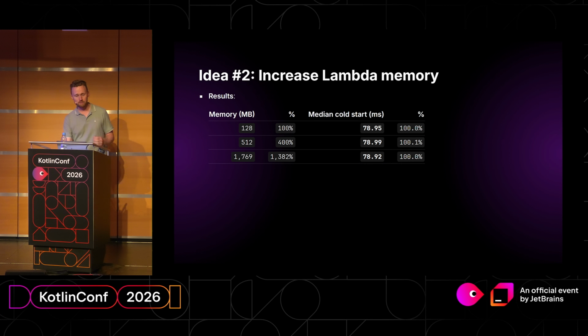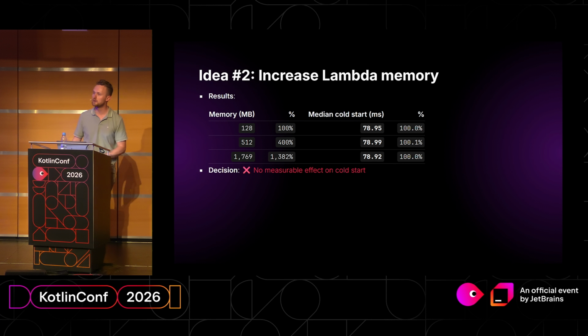I ran my test, my benchmark script, with the default 128, and then I ran it with 512 and that reference point of 1769. And lo and behold, my cold start times are unaffected. They are still roughly the same, still within the margin of error. So curiously, this had no measurable effect on cold start.